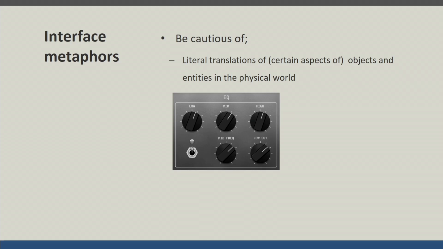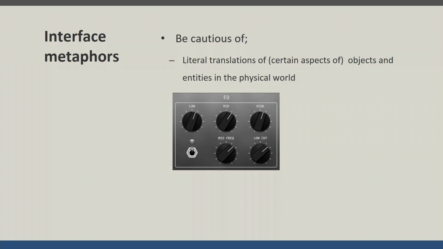Now, there is something that we need to be aware of as interaction designers. Interface metaphors seem a very interesting topic, and you already know that they are so widely utilized in interface design. But as interaction designers, there are a few points of caution that I would like to detail. The first one is: decide whether you want to literally translate either the entities or their aspects from the physical world, whether that literal translation is really required.